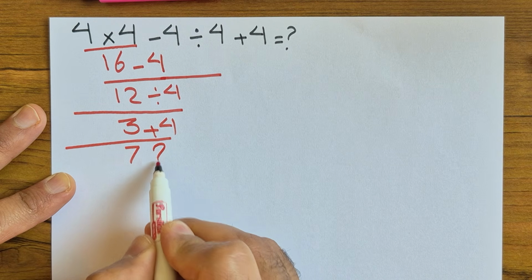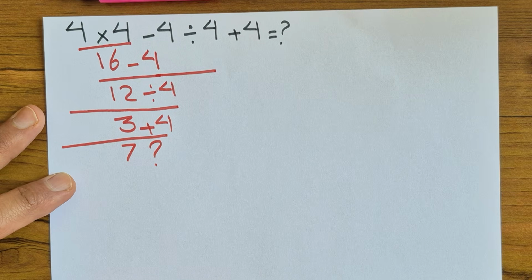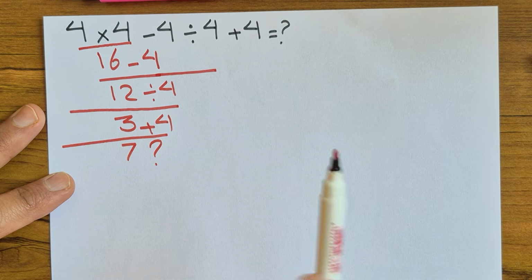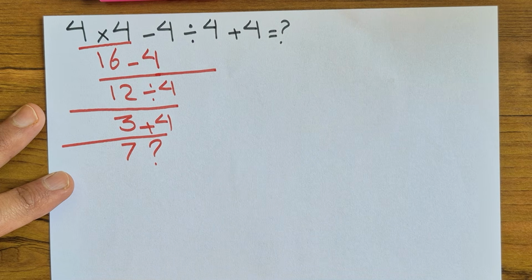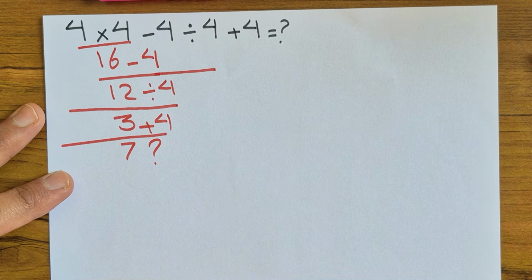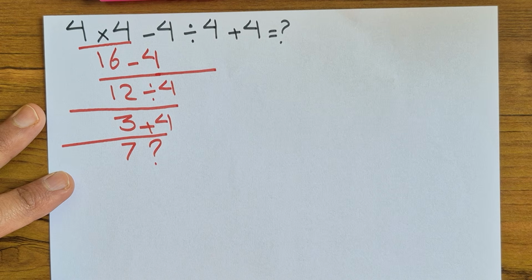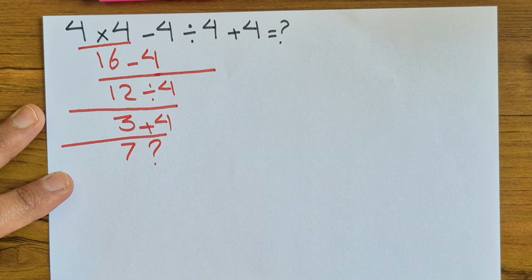Do you think that's the right answer? So pause the video and think about it. Unfortunately, this is not the right answer because you made a crucial mistake in the order of operations. So we have a rule for order of operations. If you don't follow that, you will always end up with the wrong answer.